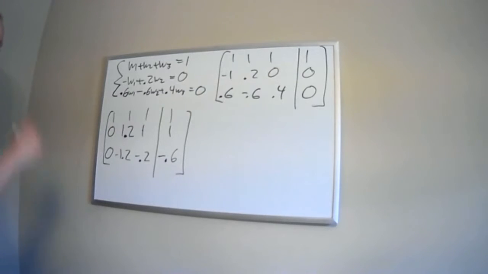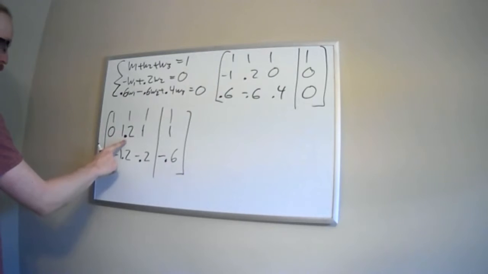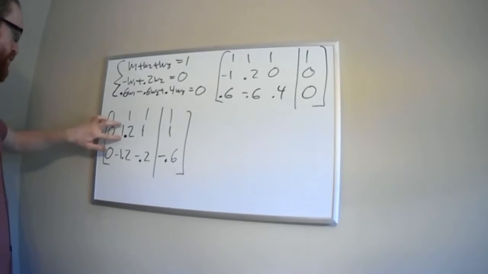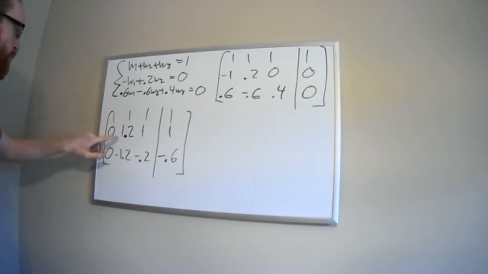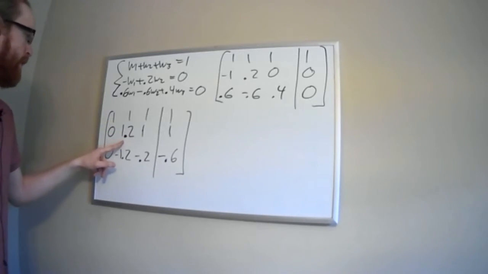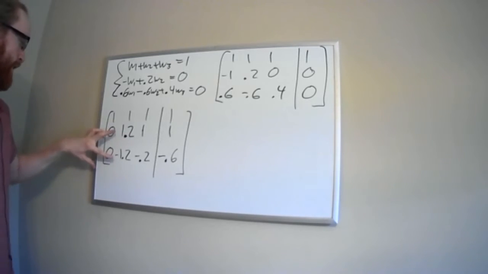Okay, so now what do I need to do? I need to get maybe a 1 here, but I have a couple options. One, I could just go ahead right away and divide this row by 1.2 to make a 1 here, and that's totally fine. On the other hand, I can't resist.